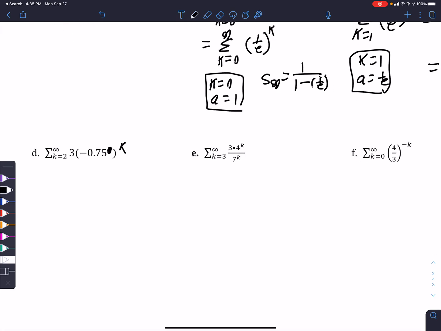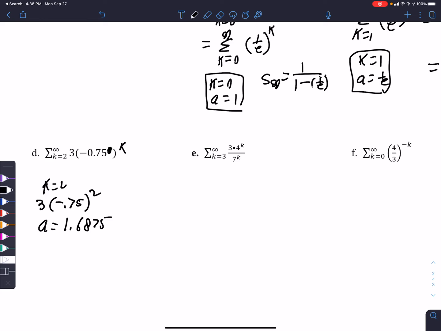The same old process we've been going through. Plug in the first k. We're going to get 3 times negative 0.75 squared. All right, I'm going to have to cheat and do that separately. I'm not smart enough to figure this out in my head. Okay, let's see what I'm getting. Then I have to multiply that by 3. Wow, craziness. So my a is going to be 1.6875.